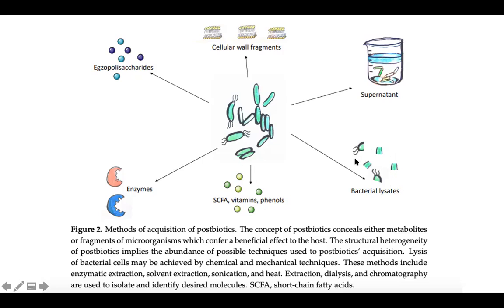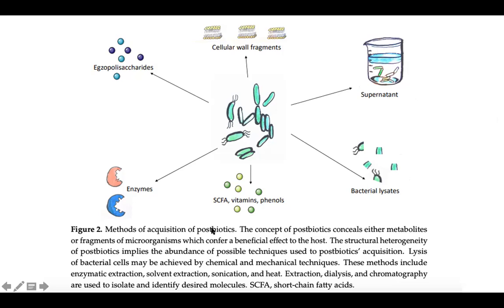Postbiotics sometimes can be used as a vaccine in some cases, because non-living bacteria, heat killed or chemically killed bacteria, are sometimes used as vaccine. And supernatant: when you culture bacteria, you can find bacterial cells as well as the culture fluid. So if you do centrifugation, you can separate the bacteria, and the supernatant contains lots of metabolites and enzymes. So these are the methods of acquisition of postbiotics.